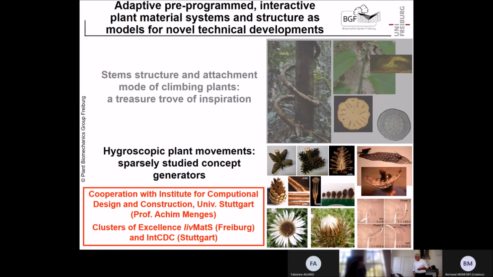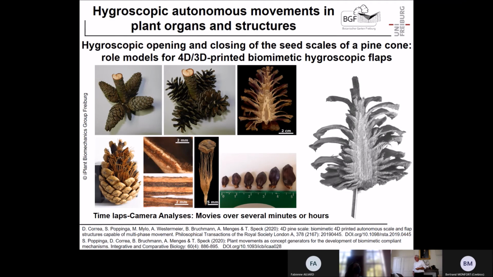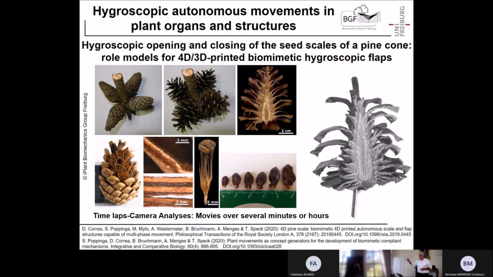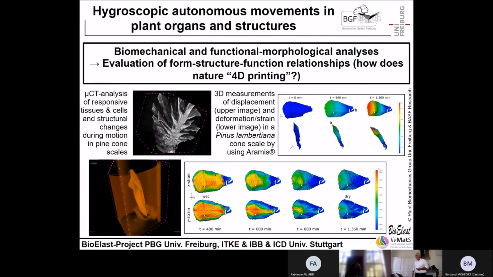And this is again a collaboration with Archimedes. And you see here the famous pine cone opening and closing. It's a bilayer, it's said, but it's much more complicated. I don't want to go into details, but it's really interesting. And what we did, we analyzed how nature was 4D printing.